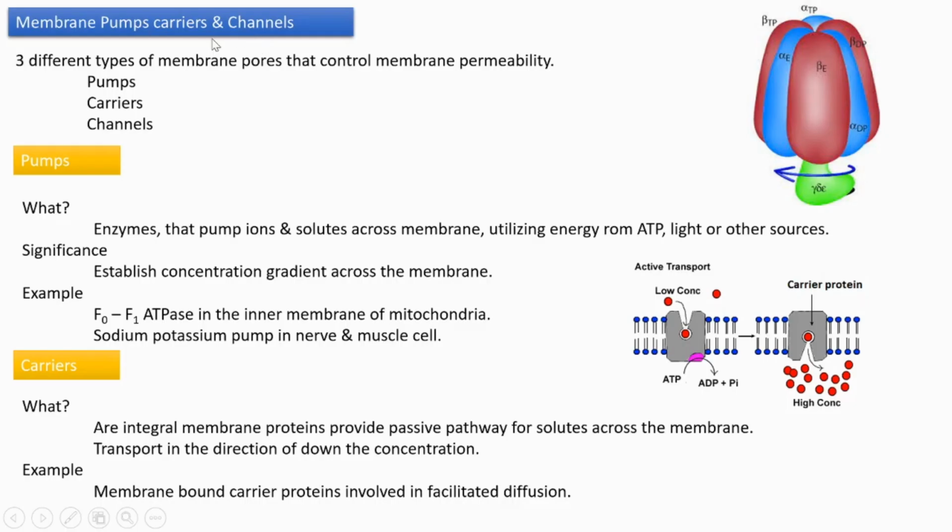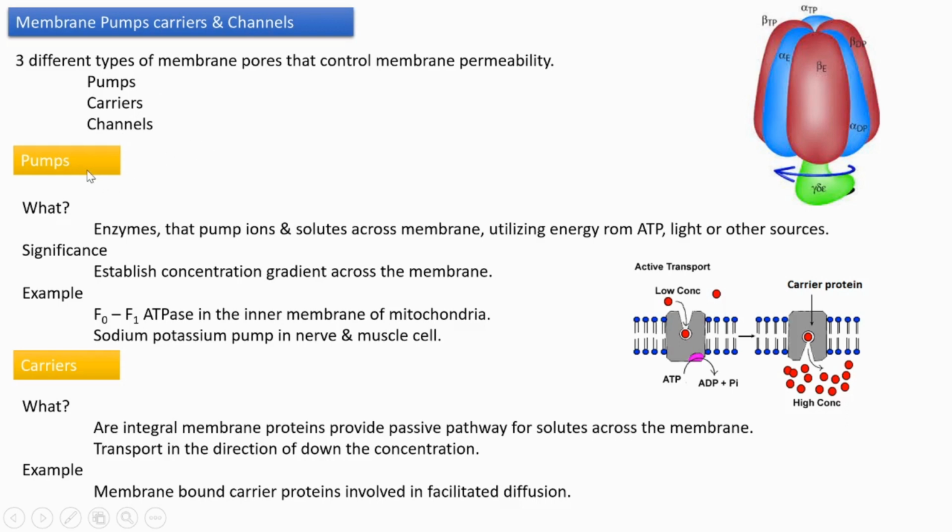Good morning, students. Today we are going to start the next section, that is membrane pumps, carriers, and channels. Last class we learned about the functions of the plasma membrane, right? So today we are going to see different types of carriers, pumps, and channels. Three different types of membrane pores are present in the plasma membrane to control the permeability. Which are those pores? They include pumps, carriers, and channels.